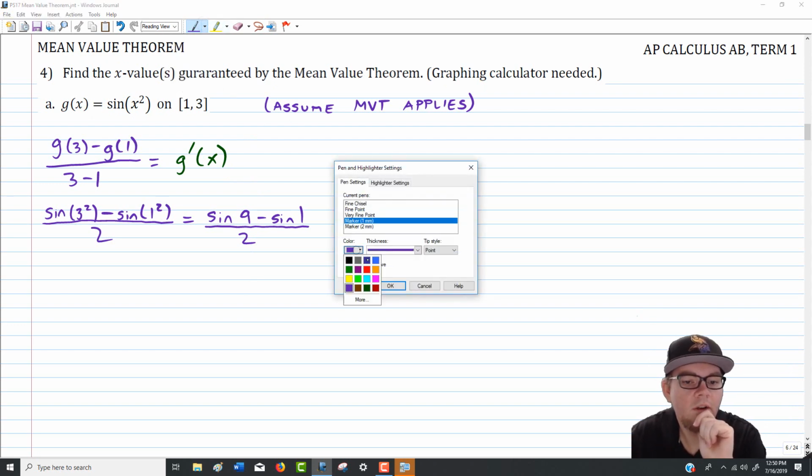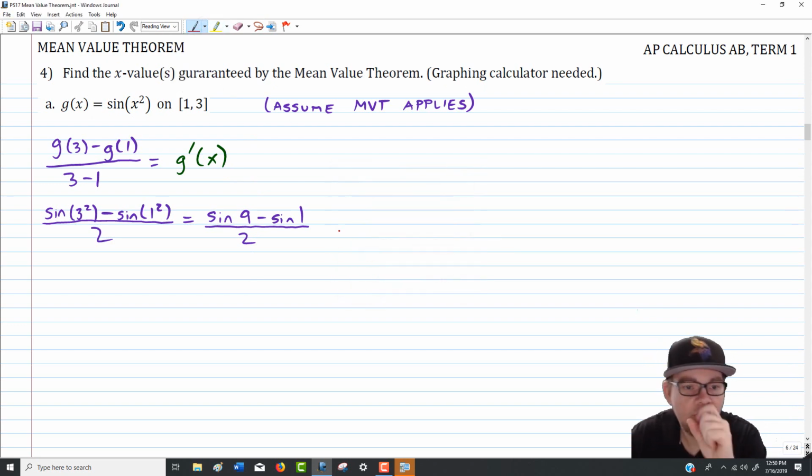Likewise, we want the derivative of this function so that we can eventually set those two things equal on the calculator. In our function here, if g of x, why did I choose red? Wow, that's one of the most colorblind things I've ever done. Excuse me.